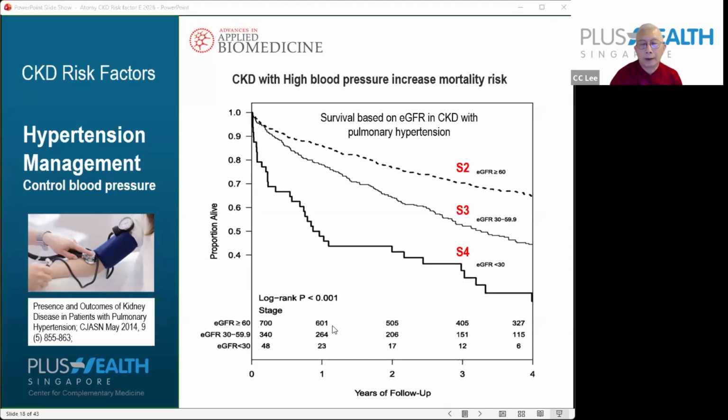the proportion alive over the years of 4 years. If you are suffering from CKD stage 4, at the third year, less than 40% of the patients survive. Compared with CKD stage 2, at the third year you are still at about 75% of your CKD patients still alive. So there is a difference in mortality risk for CKD patients according to your blood pressure level.